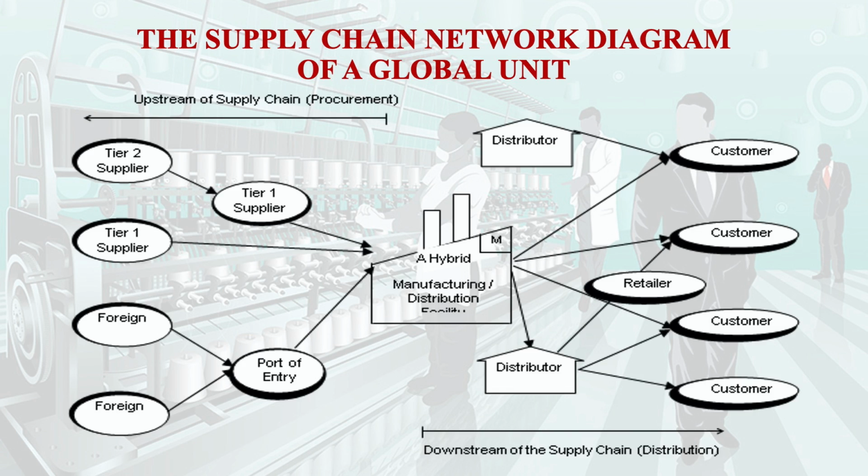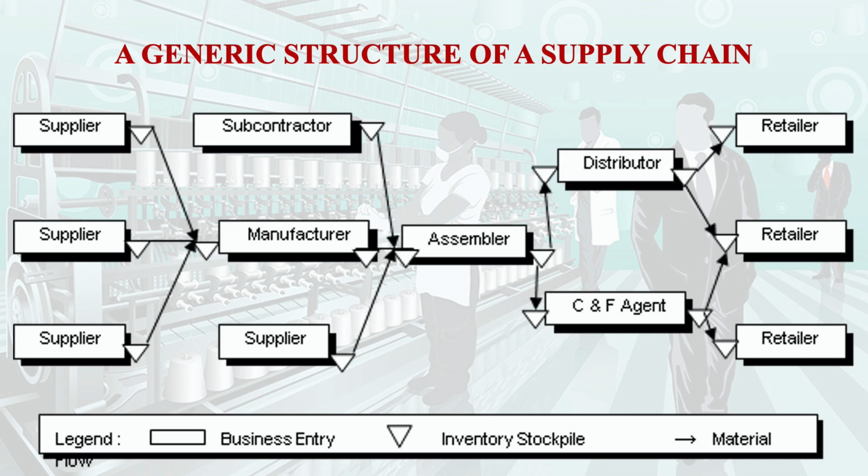You just see that supplier does not mean only one supplier or two suppliers. A supplier may be a first tier supplier, 2 tier, 3 tier. It is just like the branches of a tree. As we have a customer, then customer's customer, customer's customer, similarly, we have a supplier. A supplier has its own chain. That is the generic nature of the structure of a supply chain.